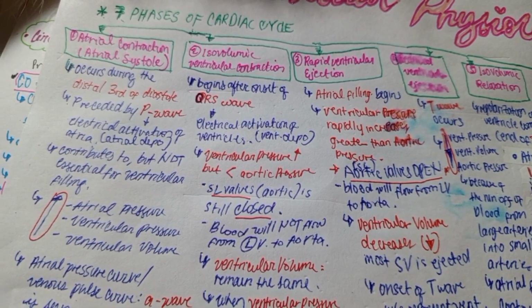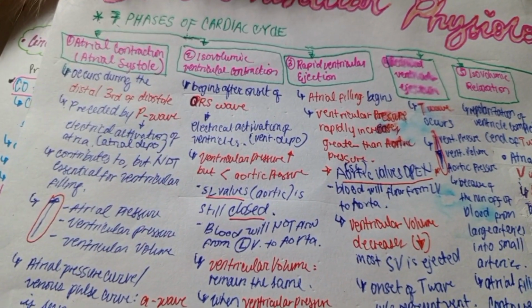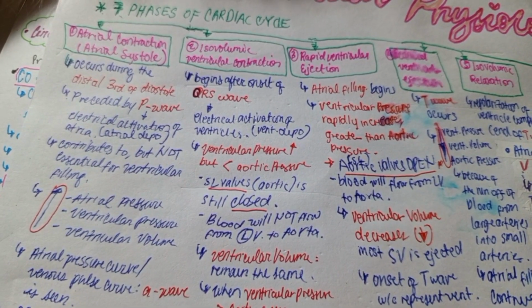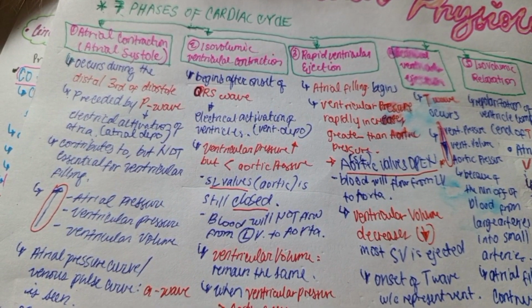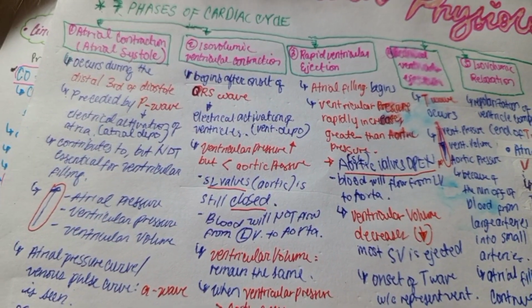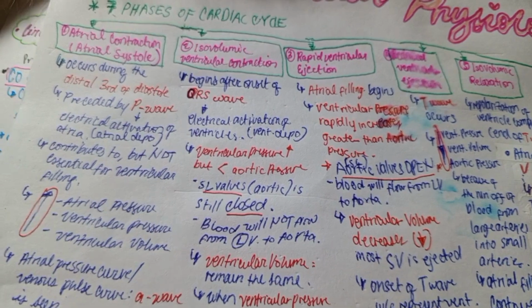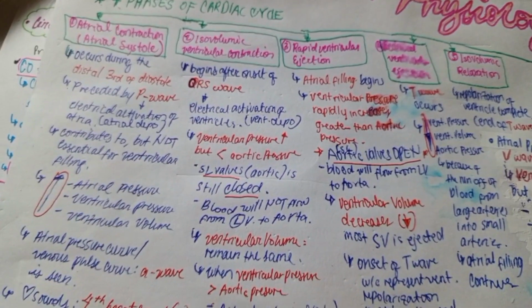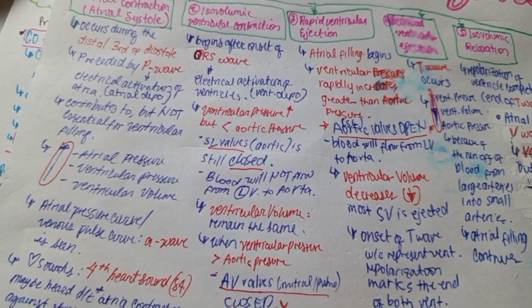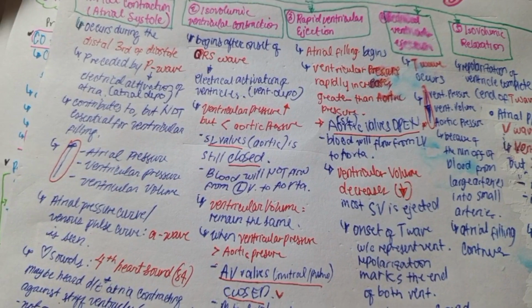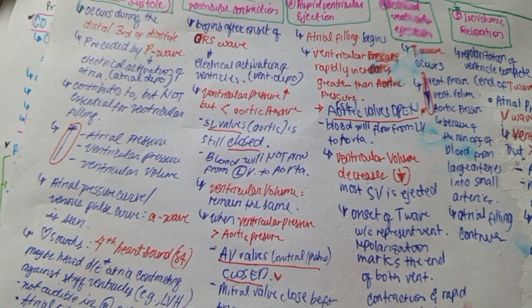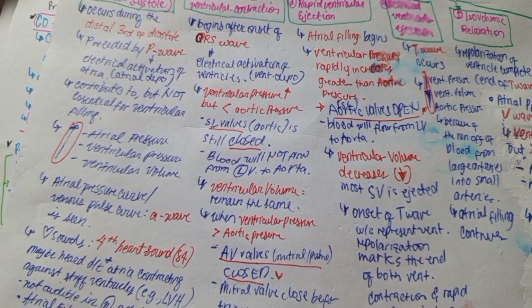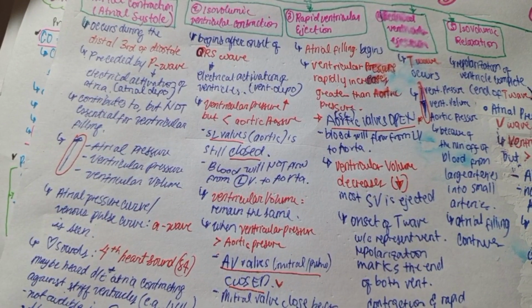So for the next phase, we have the isovolumic ventricular contraction. This begins after the onset of the QRS wave, which represents electrical activation of the ventricles, where ventricular depolarization happens. During the isovolumic ventricular contraction, the ventricular pressure increases, but it is less than the aortic pressure. The semilunar valves, such as the aortic and the pulmonic, are still closed. The blood will not flow from the left ventricle to the aorta due to the semilunar valves that are still closed. And the ventricular volume during the isovolumic ventricular contraction remains the same.